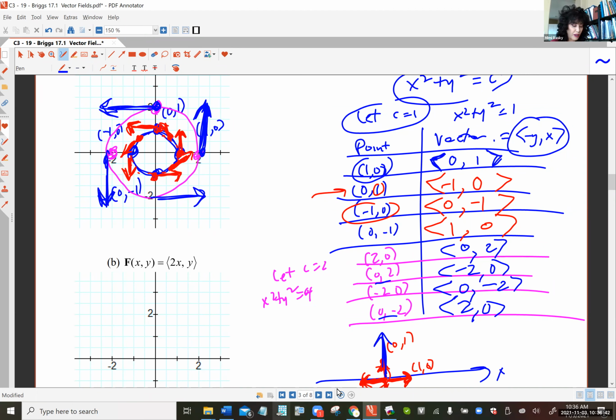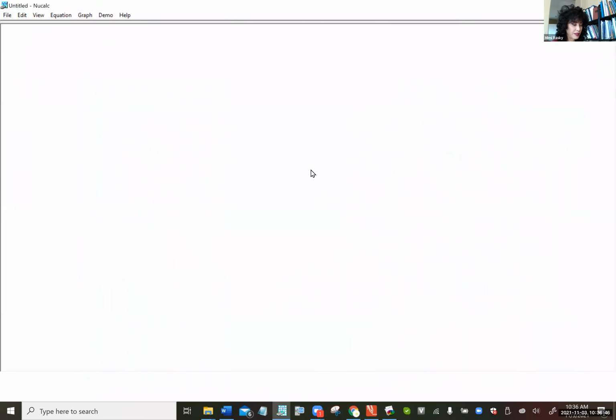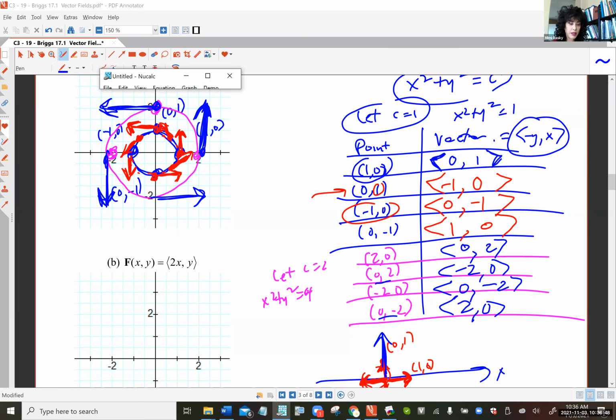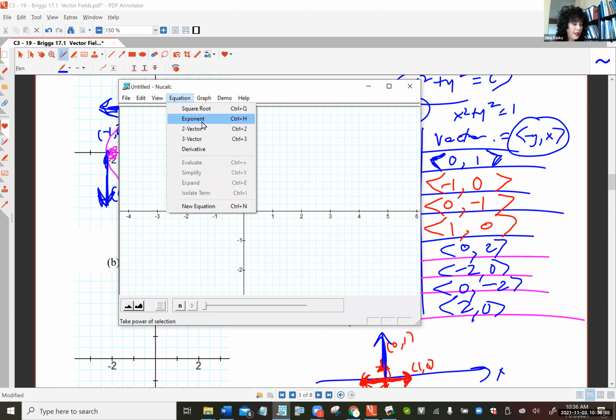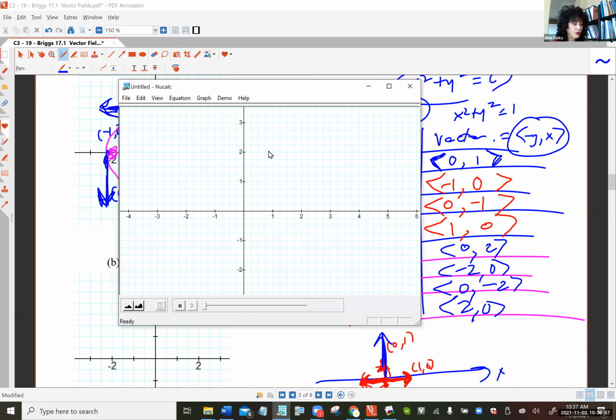Oh, what happened to them? Okay. Getting bigger here. What I like about this graphing software is it allows you to do vector fields, which are kind of cool.